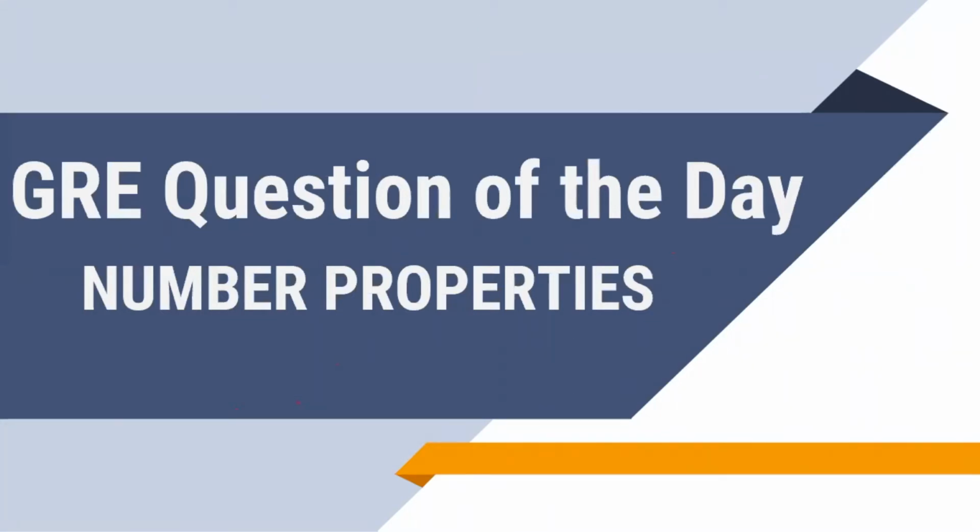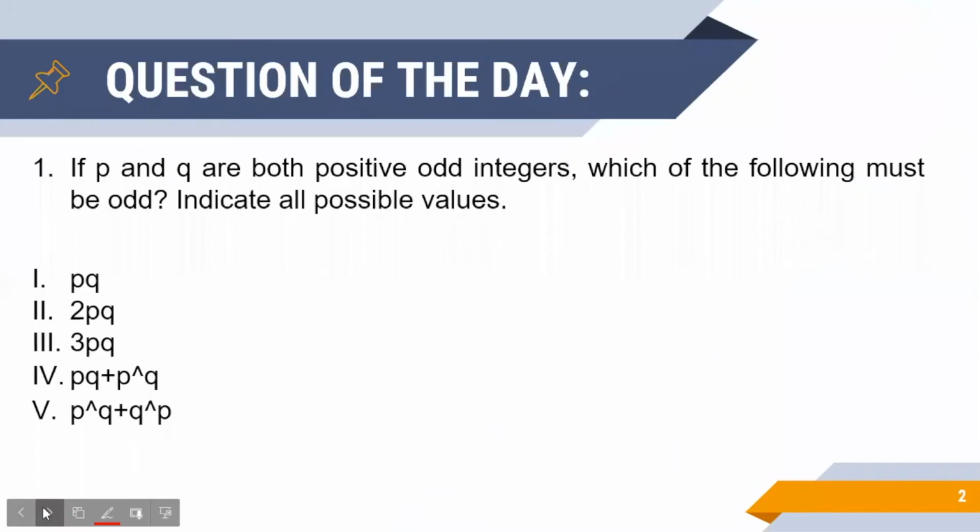Today we will discuss a question from one of the most fundamental concepts in GRE mathematics, that is number properties. As you can see, this is a multiple choice question with one or more than one correct answers. In this particular question, P and Q are two odd integers and we are asked to investigate which of the five expressions in P and Q are odd as well.